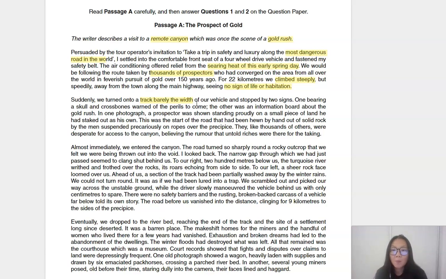Okay. One bearing a skull and crossbones warned of the perils to come, and the other was an information board about the gold rush. In one photograph, a prospector was shown standing proudly on a piece of land he had staked out as his own. So the territorial thing, okay?